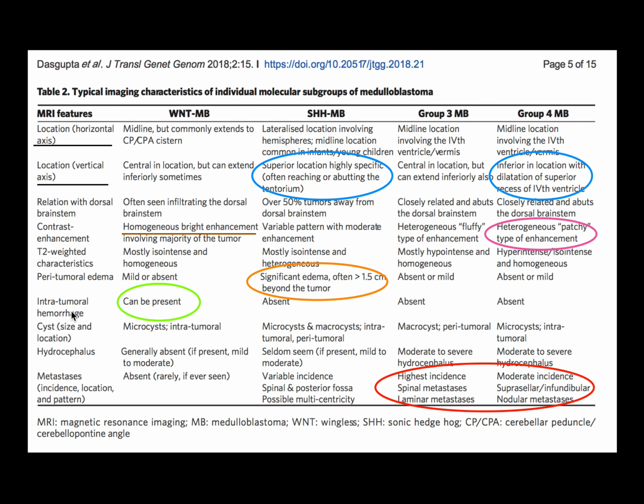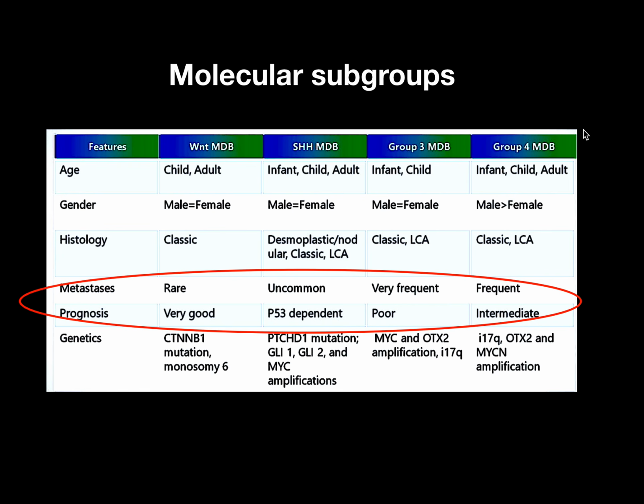Coming to intratumoral hemorrhage, you can see it in cases of WNT type, but not in other cases. Coming to edema, you can see significant peritumoral edema in cases of SHH type medulloblastoma. Coming to metastasis, the highest incidence of metastasis is with group 3, of which I have shown cases with spine drop metastasis, and there is moderate incidence of metastasis in group 4. So metastasis incidence is common with group 3 and group 4 types of medulloblastoma.